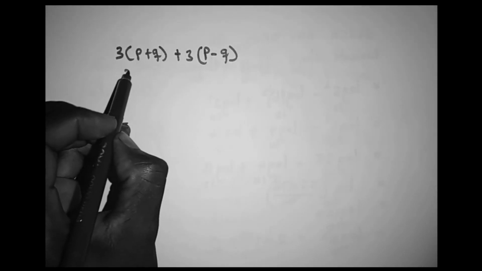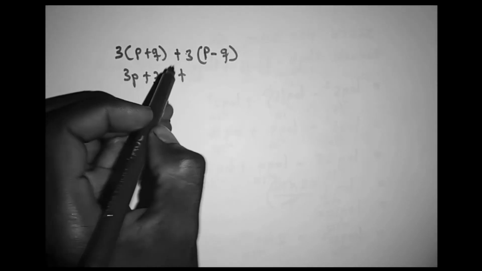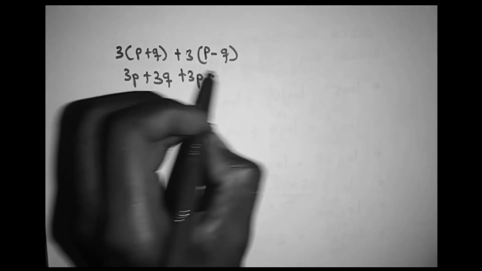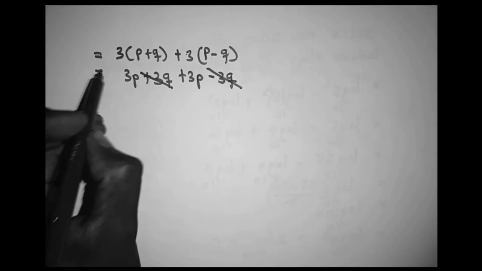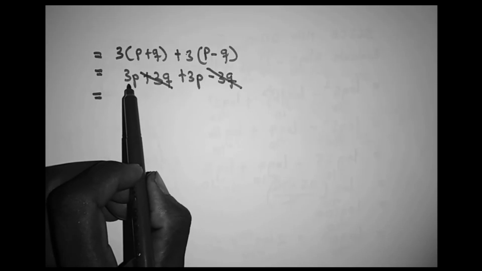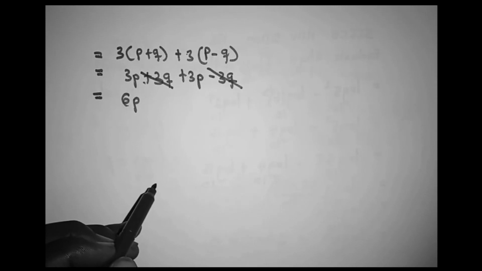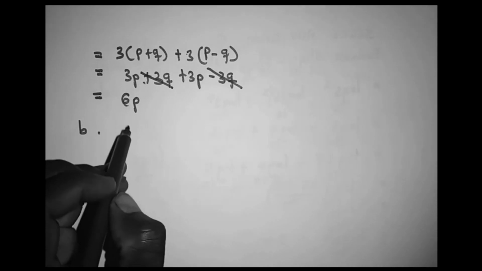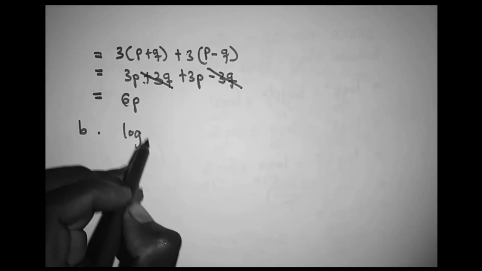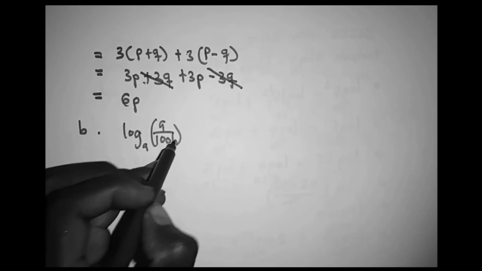So 3 times P is 3P, plus 3 times Q is 3Q, then plus 3 times P is 3P, minus 3 times Q is 3Q. So you see that plus 3Q minus 3Q can go away. So at the end of the day, it becomes 3P plus 3P, and that becomes 6P. So the B part, it says that we should evaluate log base 10 of A over 100B.